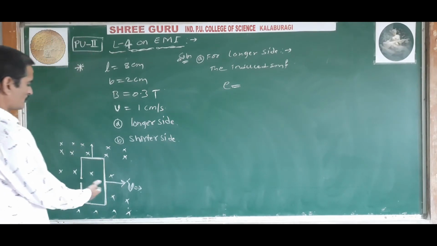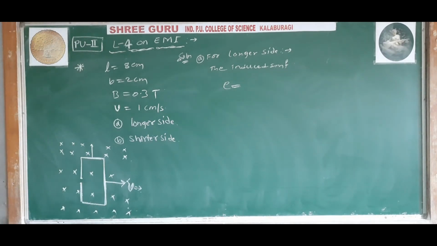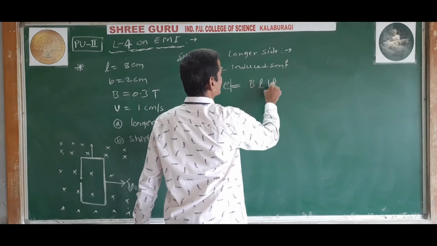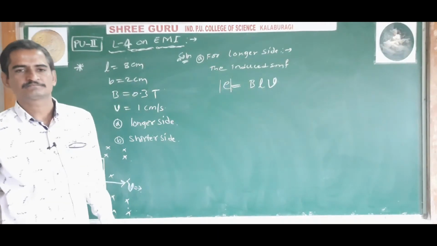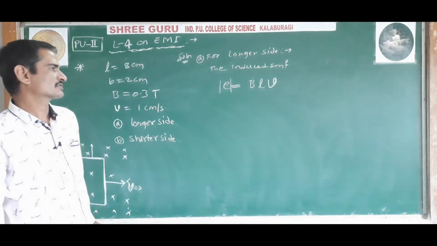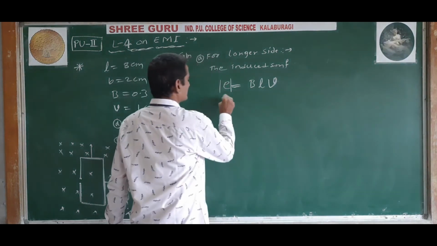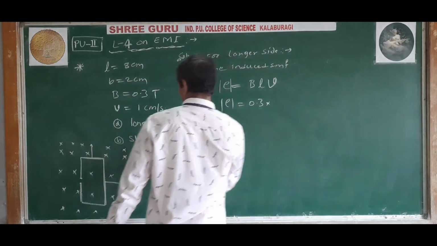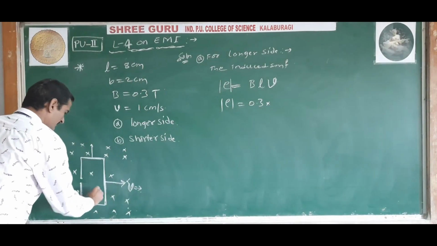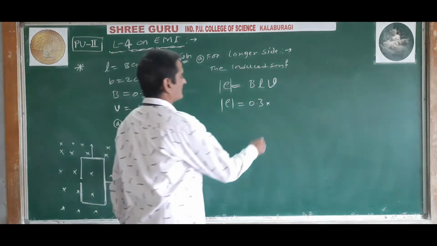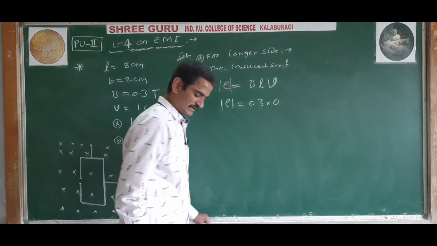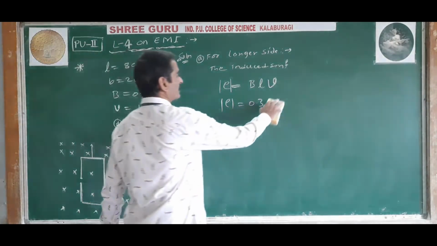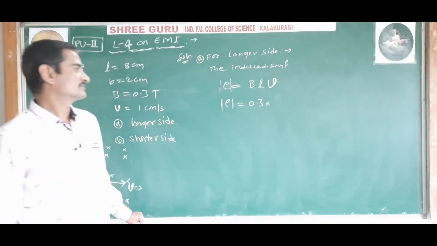So this is a motional EMF. The induced motional EMF is given by E is equal to BLV. Thus E is equal to B, the magnetic field, which is 0.3, times the length, that is the length crossing the field, which is 8. 8 means 8 into 10 to the power minus 2, or 8 divided by 100, 0.08 meter.